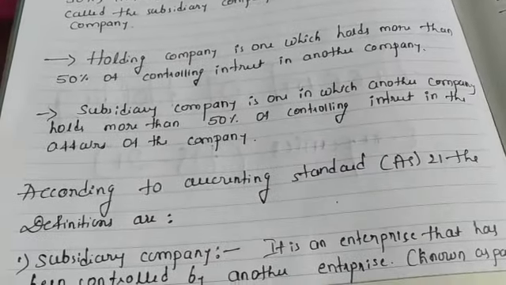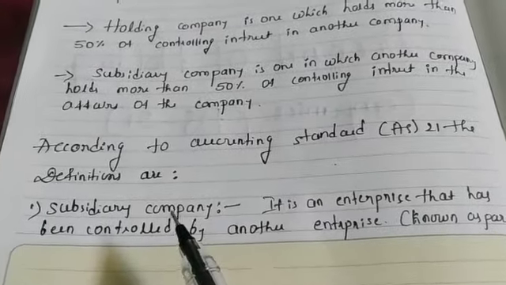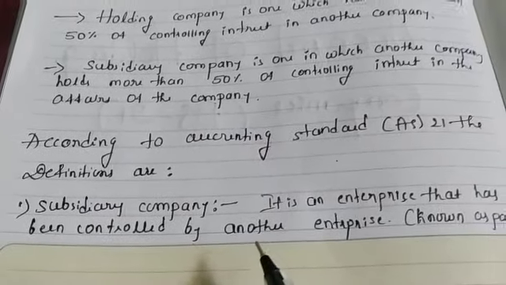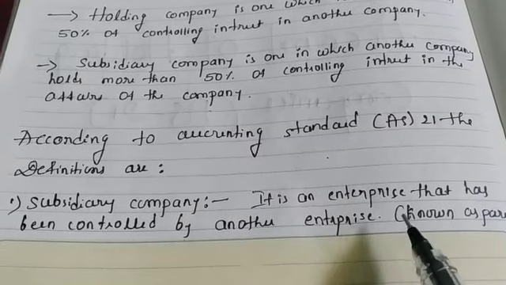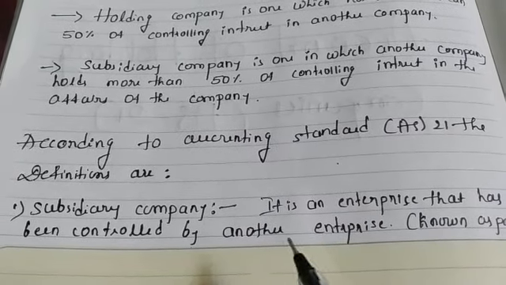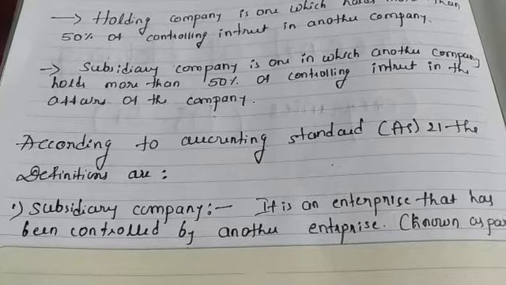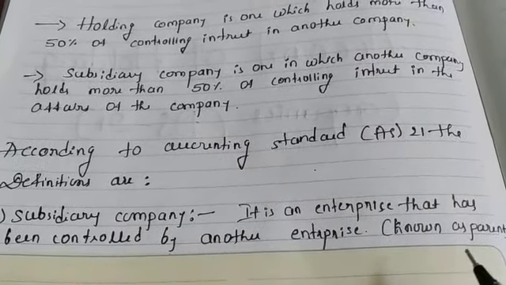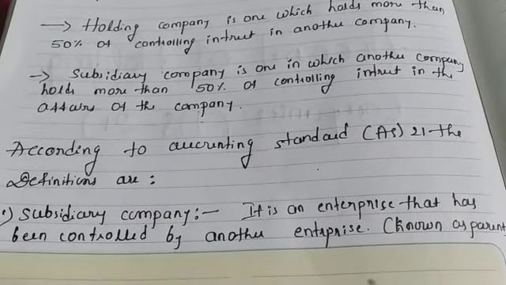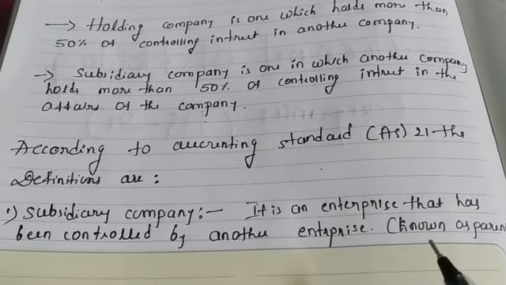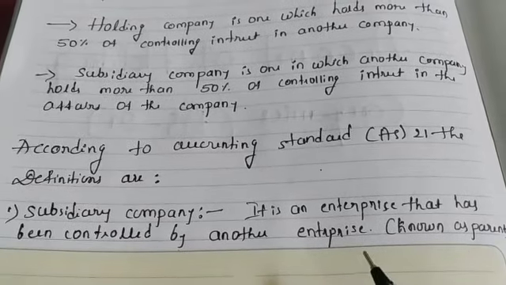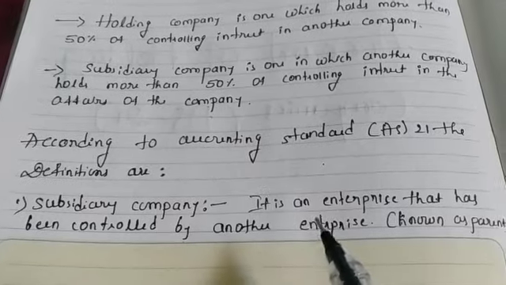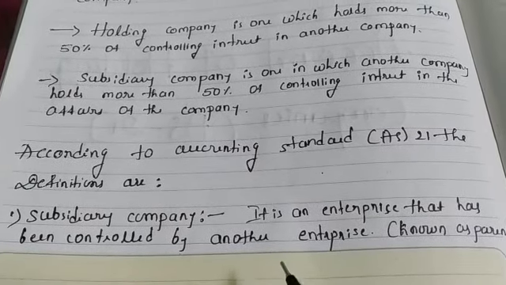According to Accounting Standard 21, some definitions are there. First one, subsidiary company. A subsidiary company is an enterprise that is controlled by another enterprise. The enterprise that controls it is the parent company. So a holding company is also called a parent company. See here, a subsidiary company is controlled by another enterprise.